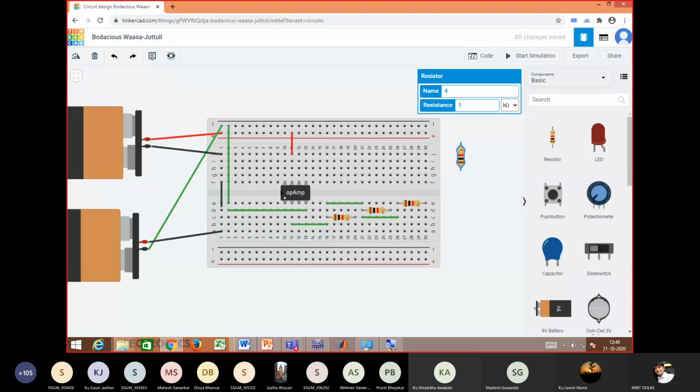Then I will use one resistance for feedback. Let's rotate this. So R, rotate it. And feedback is between what? It is between pin number 2 and pin number 6. So one of the terminals I'll connect to pin number 6, which is the output. This is the output, pin number 6.